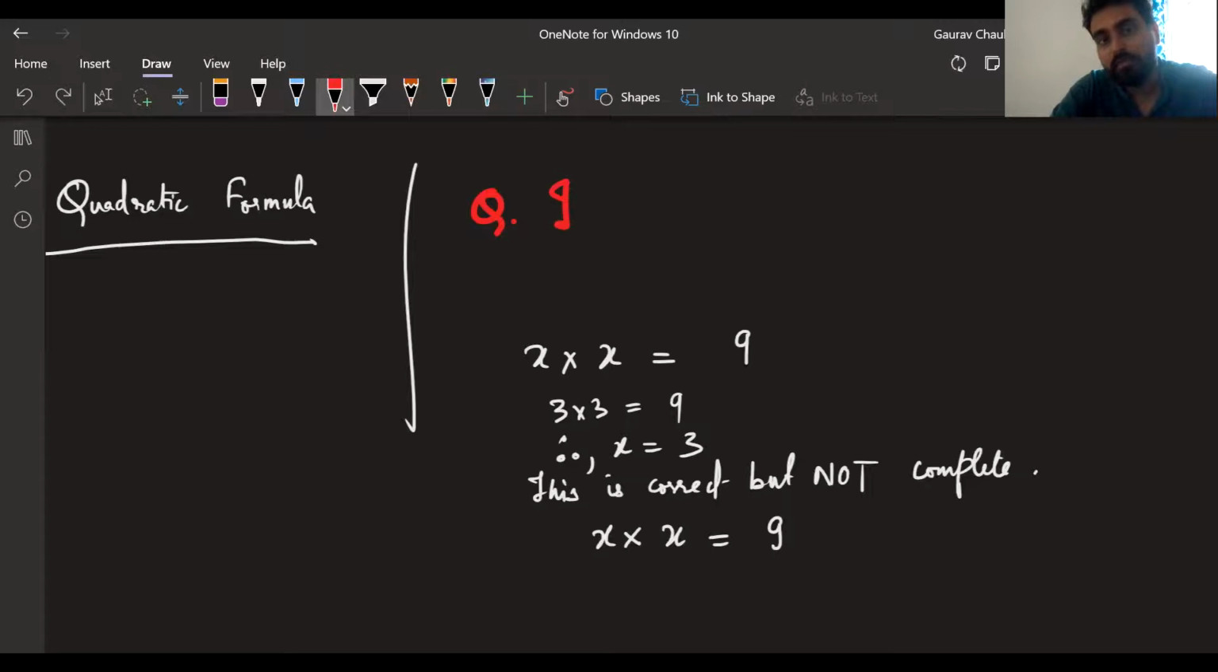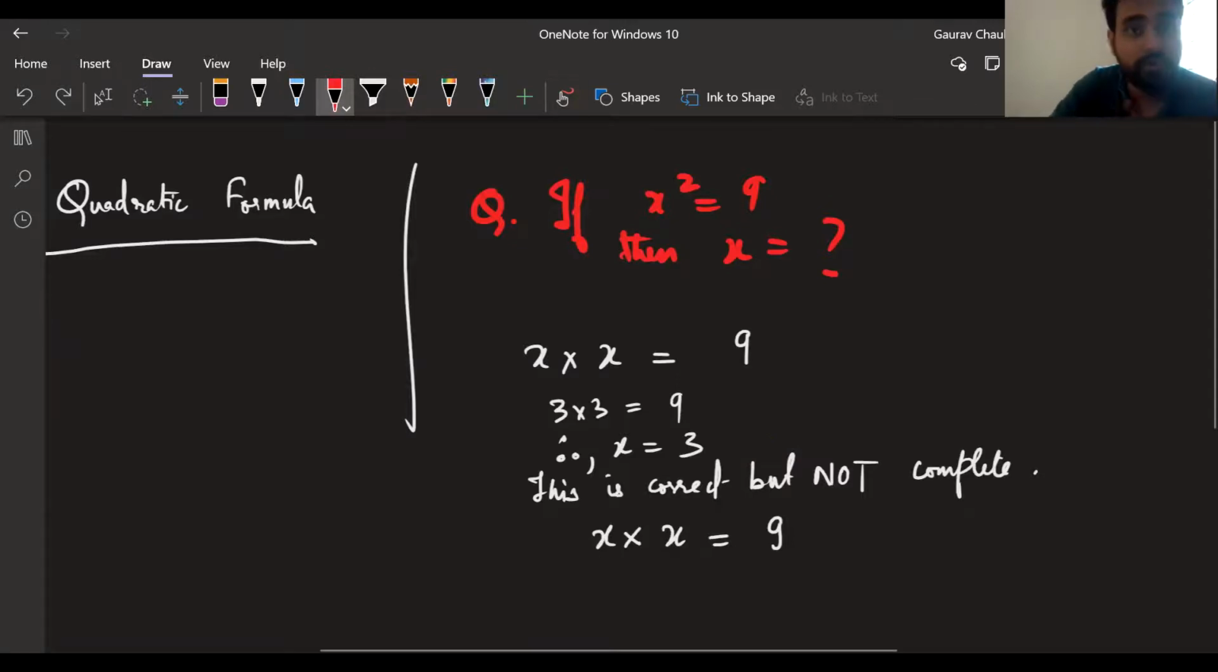If x square is equal to 9, then x is equal to what? Okay, this part is correct, but it is not complete. Why am I saying not complete? Because there's one more value of x.